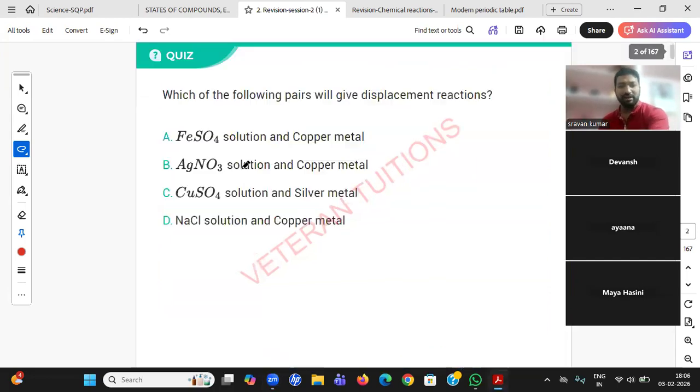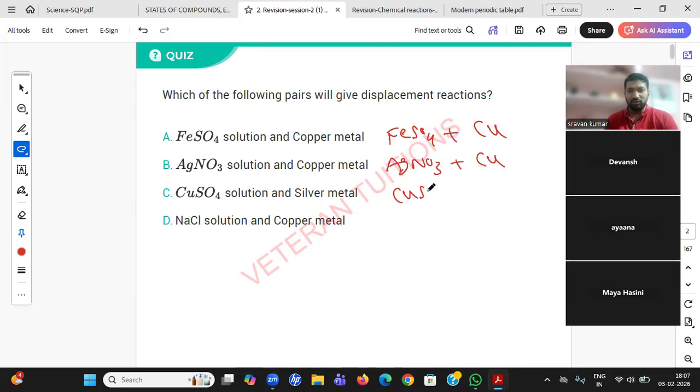Okay, students, let's have a quick two MCQs from yesterday's session. Which of the following pairs will have a displacement reaction? FeSO4 plus Cu, AgNO3 plus Cu, CuSO4 plus Ag, NaCl plus Cu.